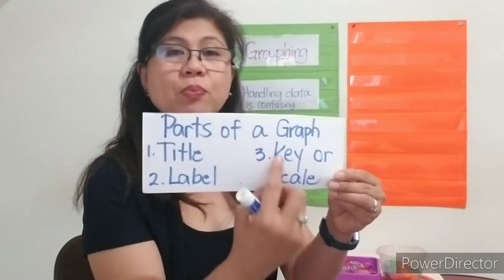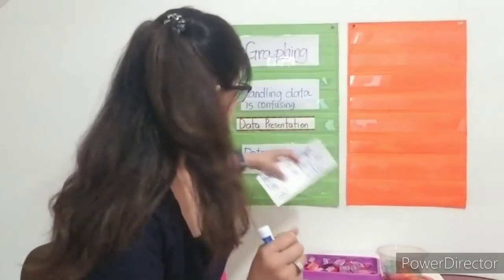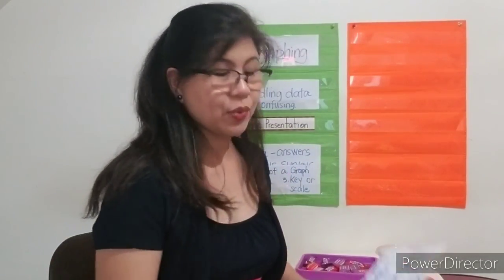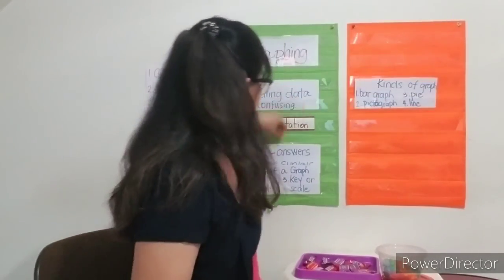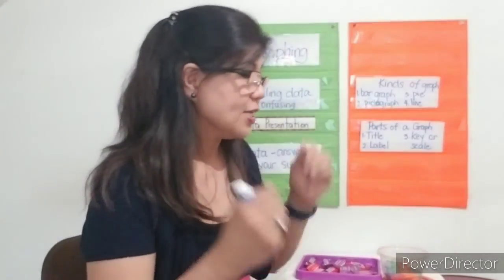Okay, these are two important things that you will find in the graph because that will help us read our graph or the data. Okay, and we will also talk about the different kinds of graphs. Oh my goodness, you guys, you are big boys and girls now. You're learning a lot of big words.